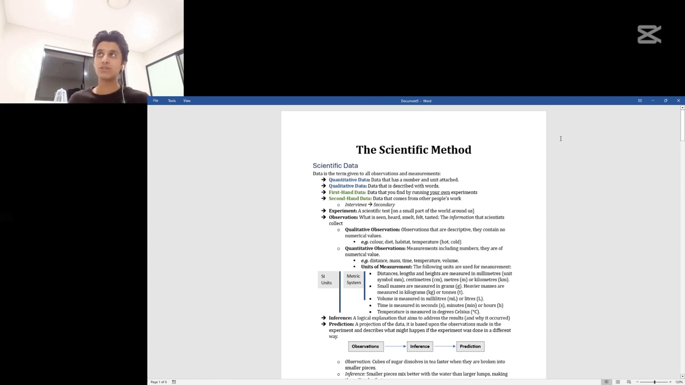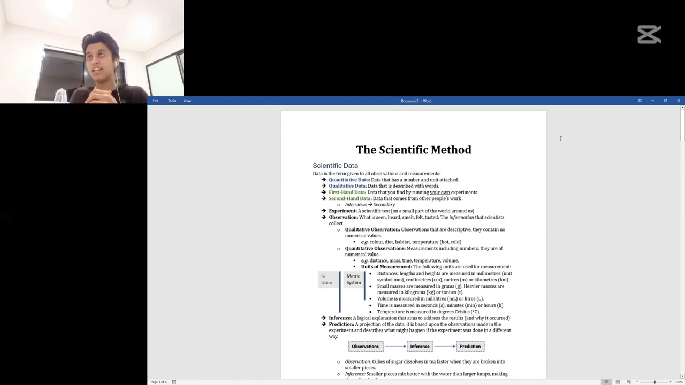Okay, so first of all, you have quantitative data. This is data that has a number and unit attached. So this is something that you would use a number to describe. So the glass of water is 26 degrees Celsius. That's a number. Instead of saying the glass of water is at normal temperature, you're using a number. You can say the distance between me and the wall is 5 meters, rather than saying the distance between me and the wall is not very long, or something like that, right? So you're giving numbers with a unit attached.